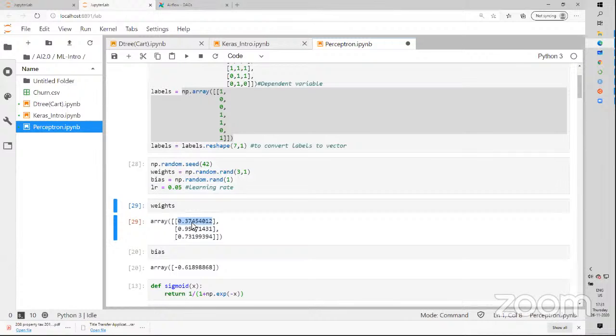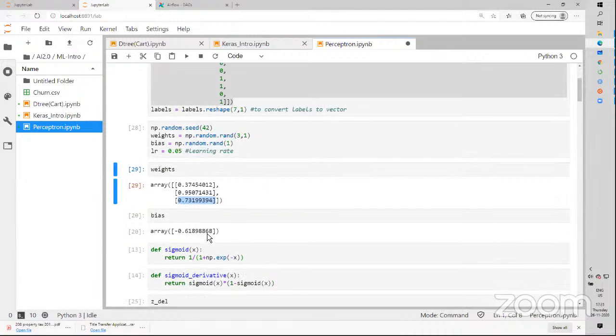0.37 is W1, 0.95 is W2, 0.7319 is going to be W3. And the bias that we have initialized randomly is 0.59. The other day someone asked how we can initialize these weights.